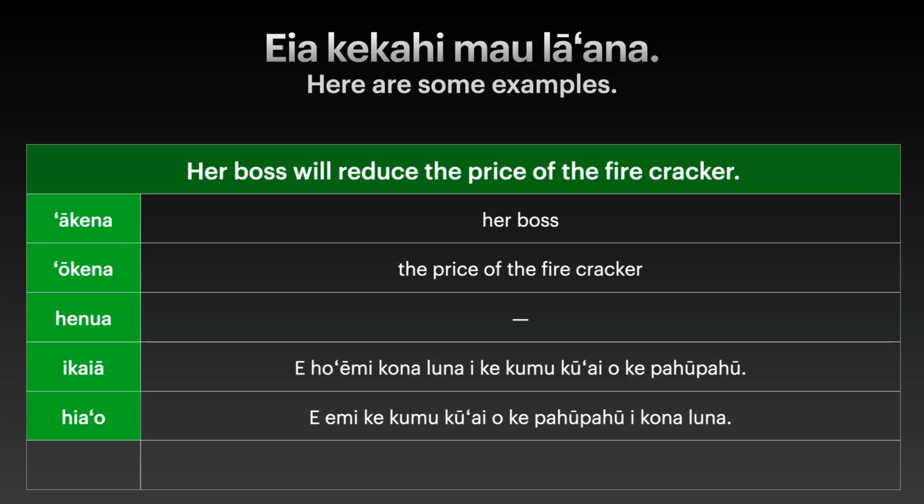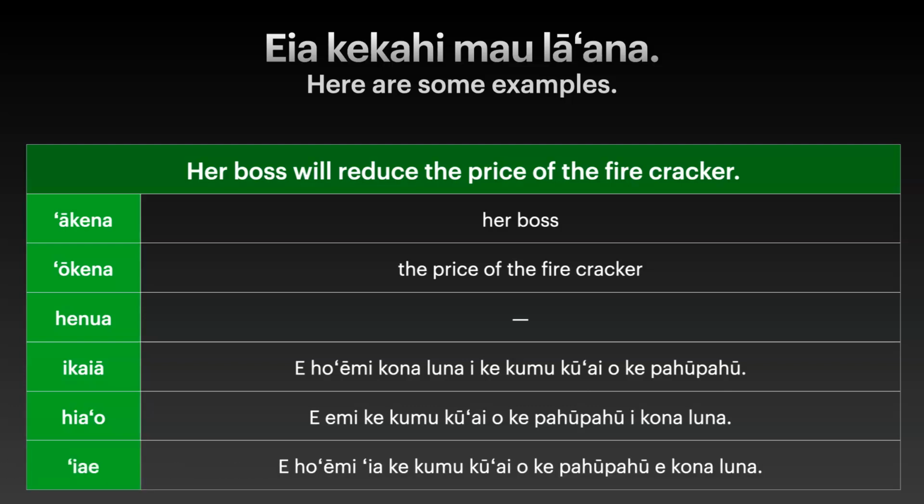If we make this an ʻIae, we're going to use the same painu, so ho'emi, from the ʻIkaiā, add ia, and then follow the rest of the structure from the sentence of the hia'o. So we get: e ho'emi ia ke kumuku ai o ke pahu e kona luna. So the e marks the ʻAkena in the ʻIae.